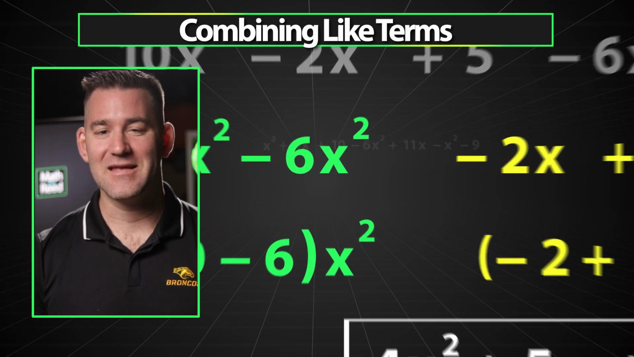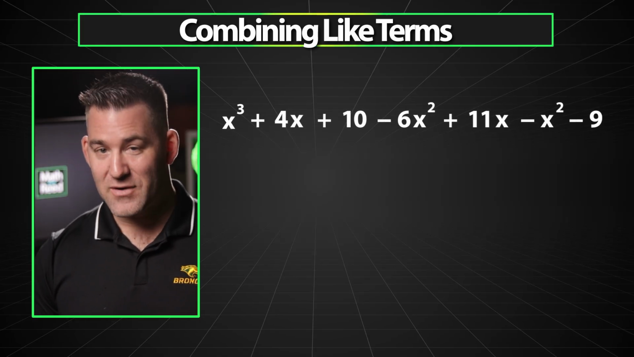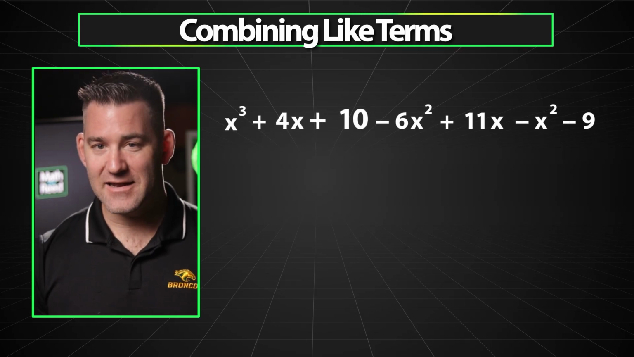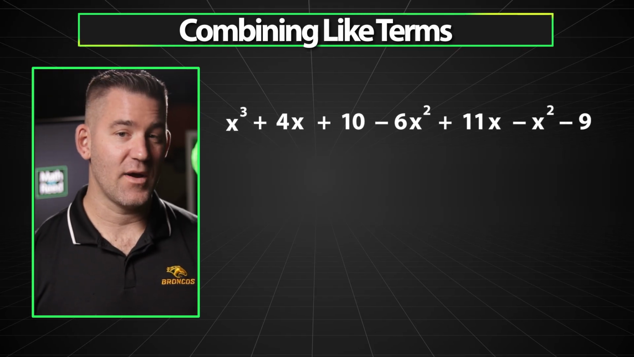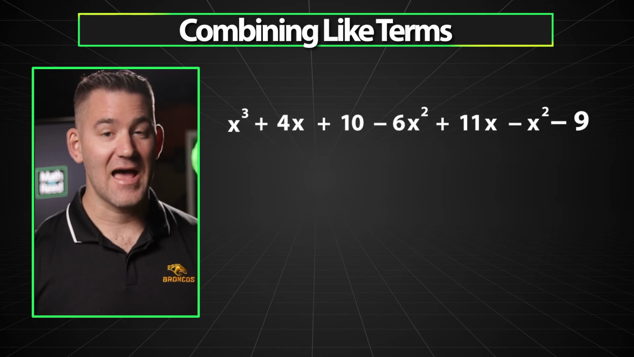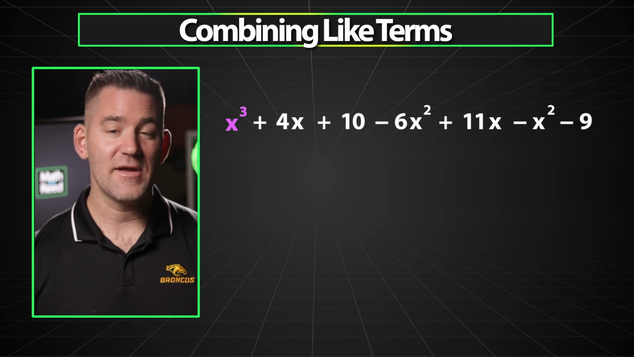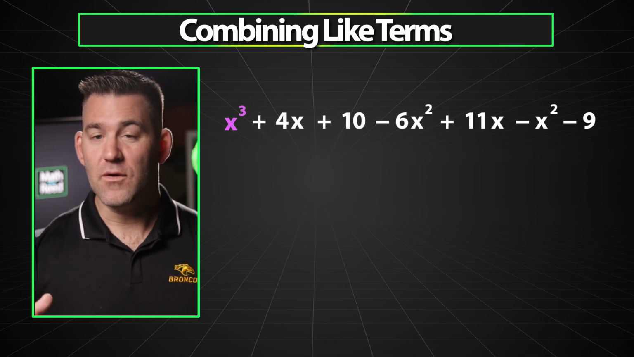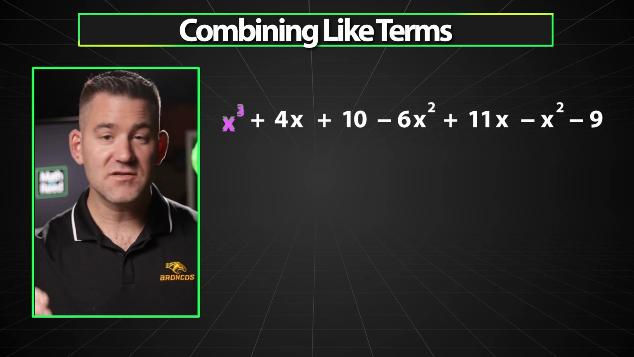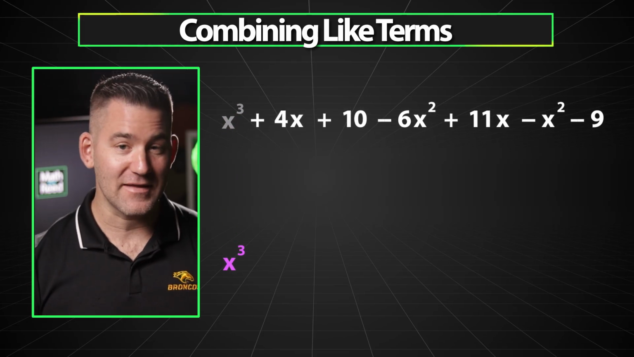Let's heat things up a bit and take a look at just one more example. Here we have the expression x cubed plus 4x plus 10 minus 6x squared plus 11x minus x squared minus 9. Alright, so let's start with the biggest power. Here we have x cubed. Well, notice there are no other x cubed terms. So we're just going to drop it down. It's not going to combine with anything, and that's perfectly okay.